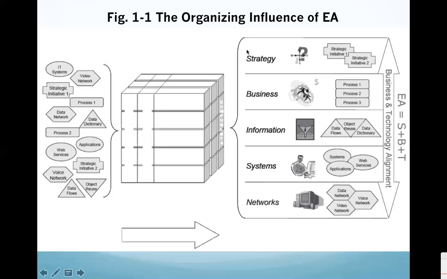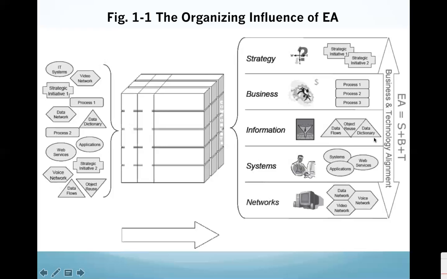So at the top layer is strategy, and that of course should drive all the other things an organization does. Below strategy, we have the business layer, and we have business processes here. This is how work gets done. Below that, we have information and data. We need these obviously to function as an organization. We have systems, applications below that, and at the bottom, the foundation, we have networks and infrastructure.